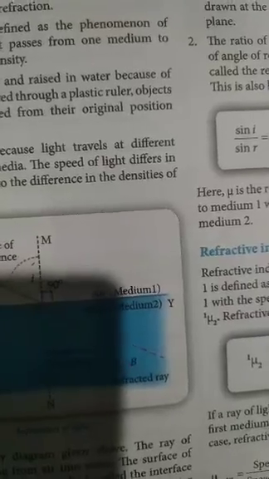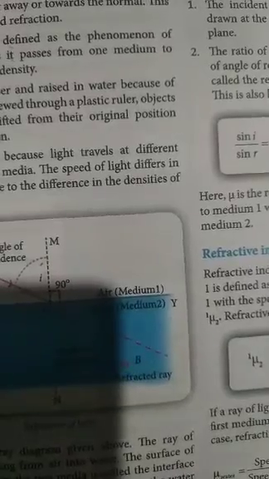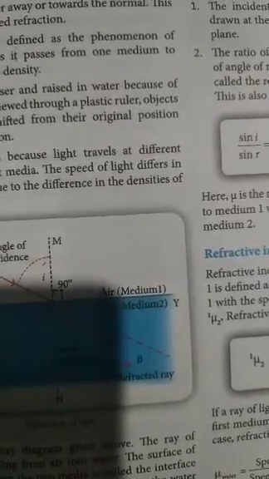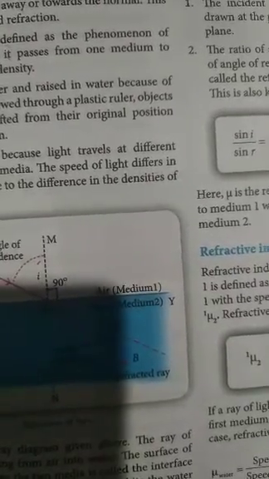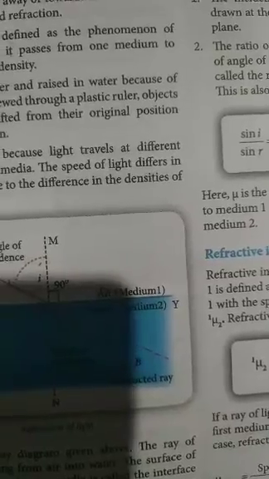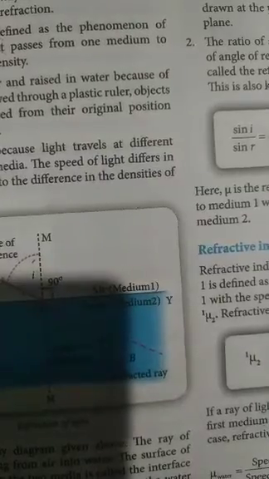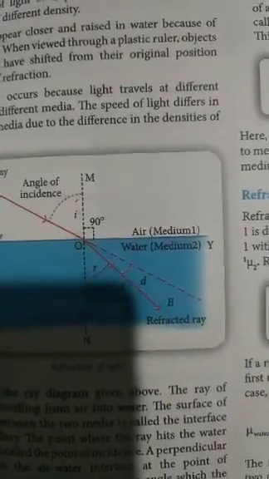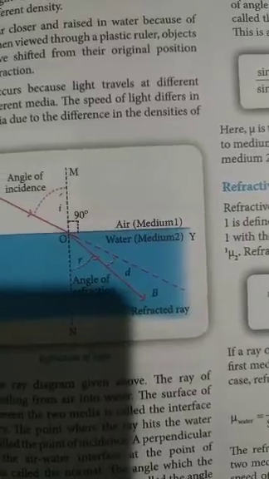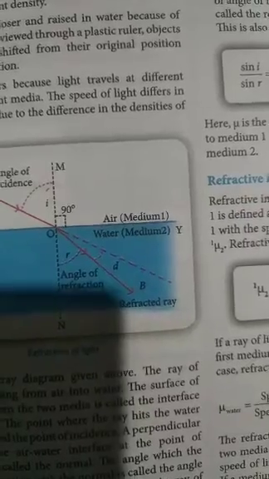So the question would definitely come to the mind that why does the light travel at different speed in different media? Because the density of different media are different. This is why speed of light differs in different media. So what is refraction? Refraction is defined as the phenomenon of bending of light when light passes from one medium to another medium of different density.